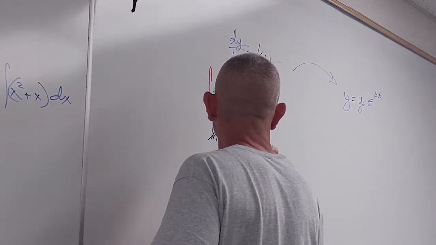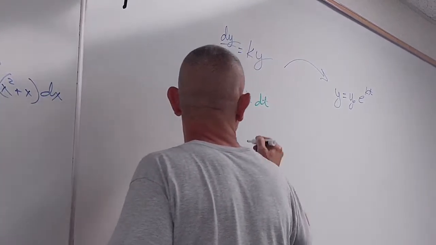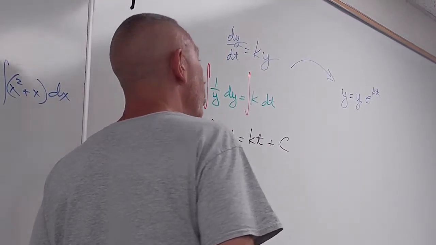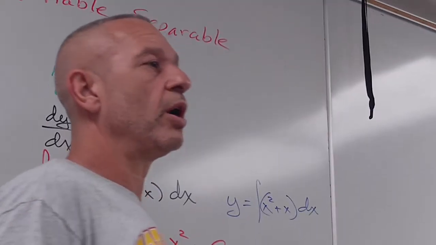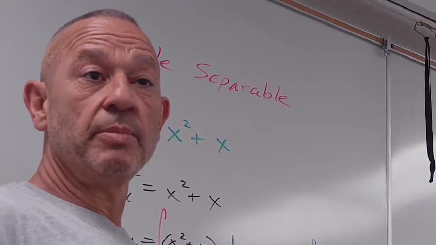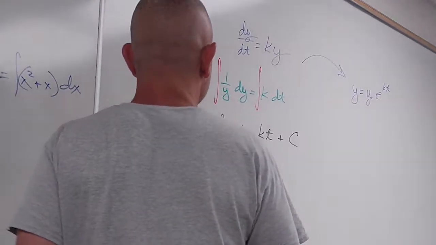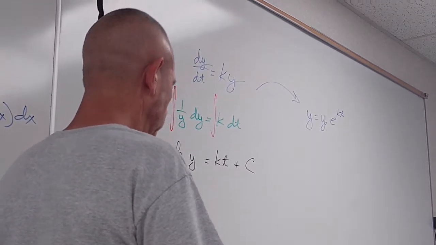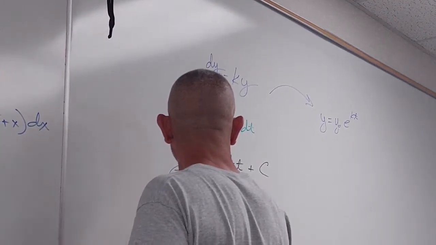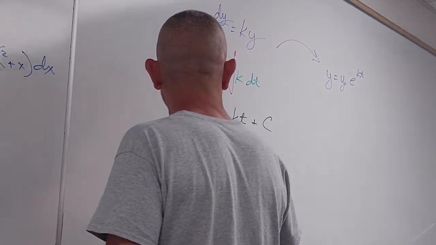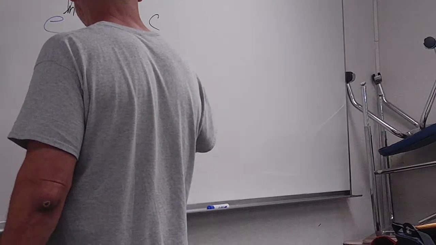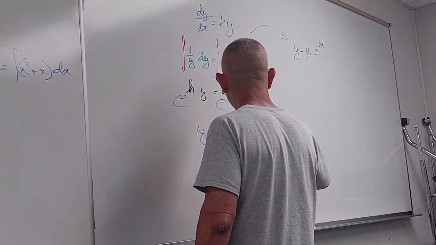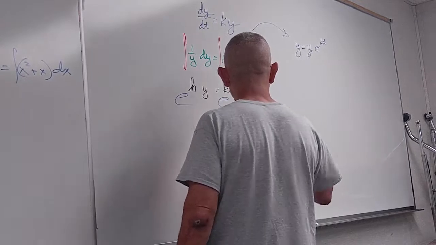ln of the absolute value of y equals kt plus an arbitrary constant. We don't need the absolute value here because y, remember, is a population amount or something like that. So we can ignore the absolute value. Raise both sides as powers of e. So I get y equals e to the kt plus c. But we add exponents when we have e to the kt times e to the c in that fashion.